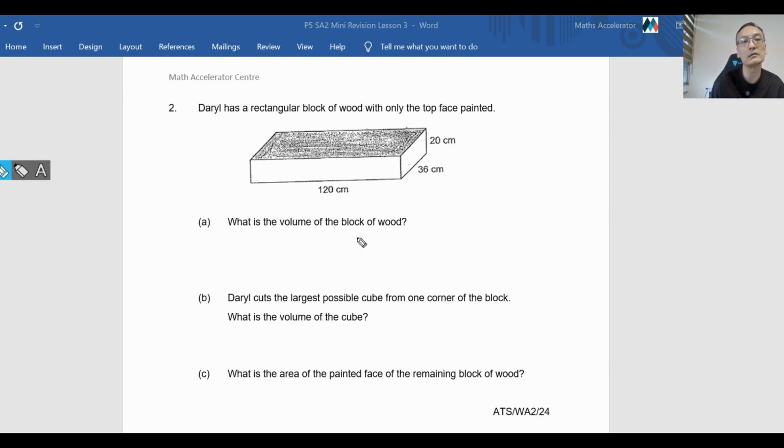Part A is very straightforward. We just need to apply the formula to find the volume of the block, which is length times breadth times height. And we should get this number.